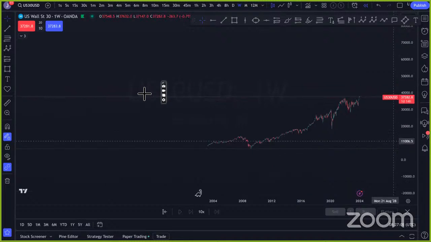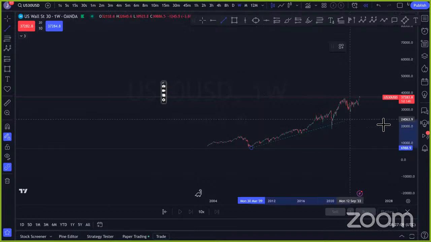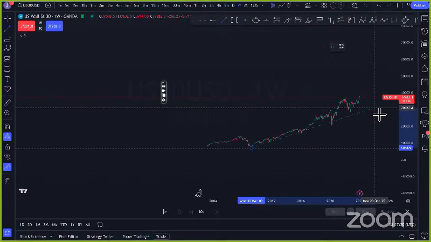I'm just trying to see what this market's been doing. Obviously, we know what it's been doing. It's been going up and up and up. It's been pushing up. And I'm going to try and connect some data points.